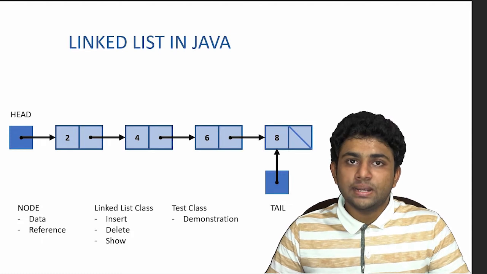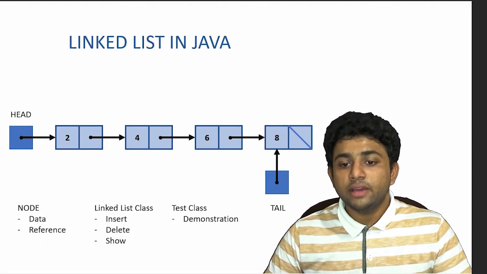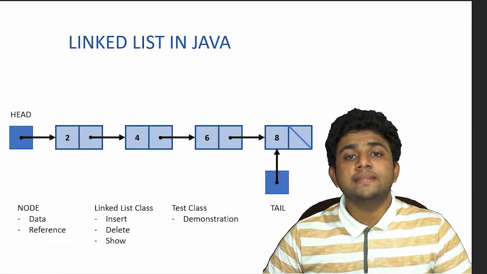There are a few types of linked lists: simple linked list, double linked list, and circular linked list. Today what we're going to do here as an example is a simple linked list.